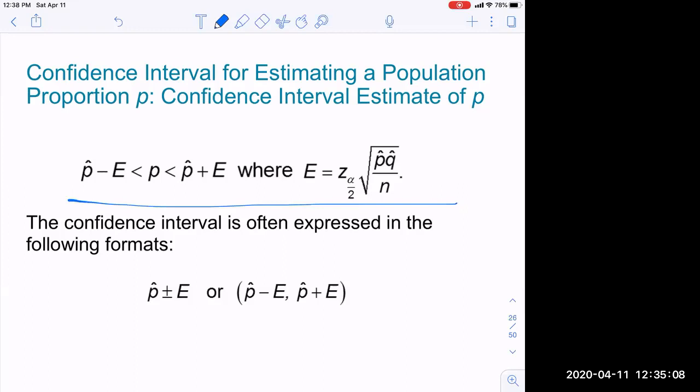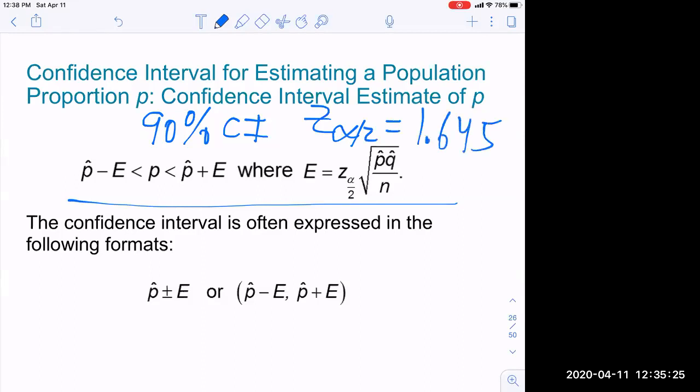Everything in one place. The whole idea is the CI, like if I said 90% confidence interval, then my Z alpha over 2 would be 1.645. That's here, all that's from the data. You go back to your P hat that you got from your problem or from your data, calculate E, subtract and add it.